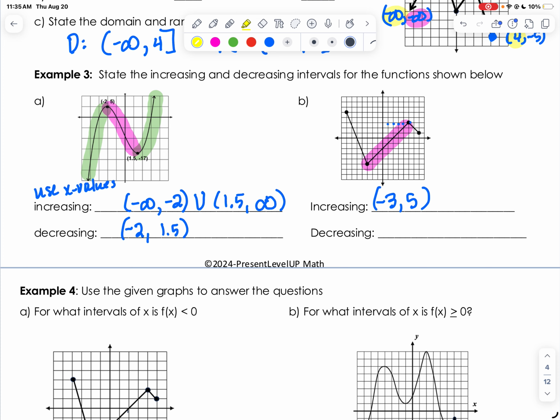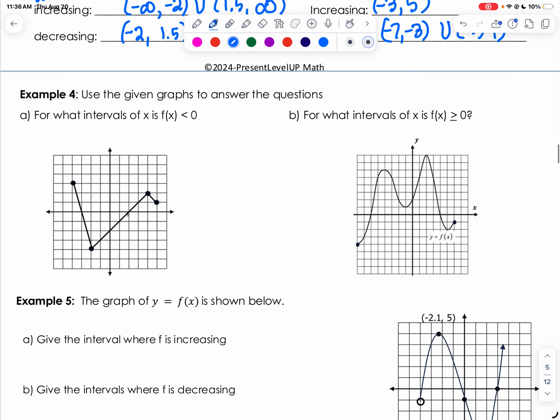Now for decreasing, we're decreasing from here to here and here to here. So we're going to have two decreasing intervals. So 1, 2, 3, 4, 5, 6. So negative 7 to right here, 1, 2, 3, to negative 3. And from 1, 2, 3, 4, from 5, 6 to 7. So those are our decreasing intervals.